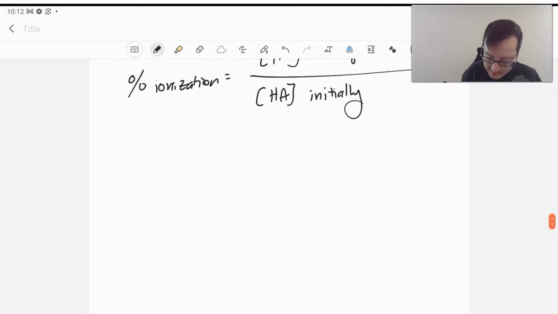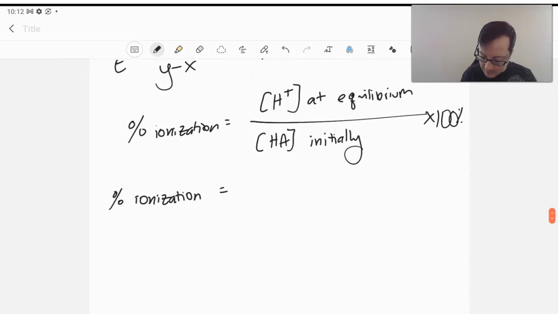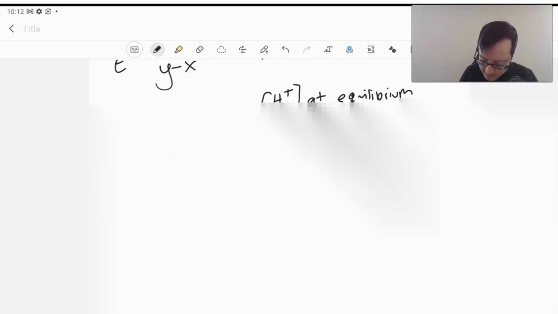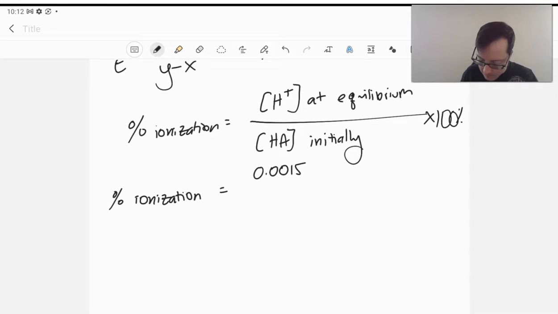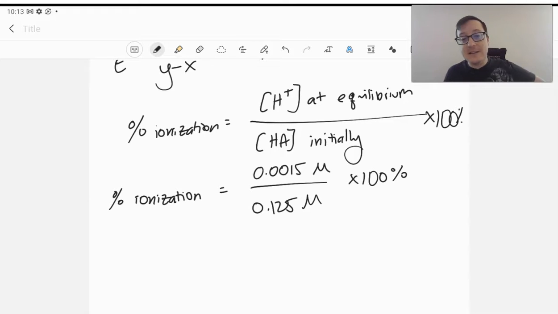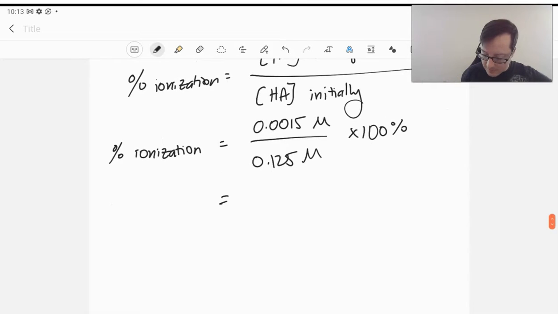And so the percent ionization is going to be equal to 0.0015 molar over 0.125 molar times 100%. In fact, we already did this calculation when we were evaluating whether our approximation was acceptable. You can approximate when the percent ionization is 5 or below. And we saw for this one that we got 1.2%.